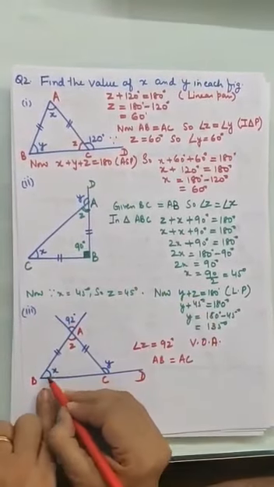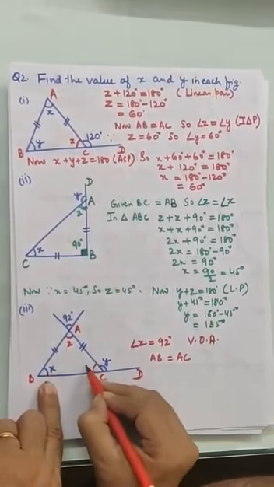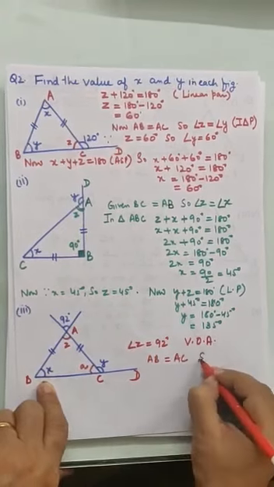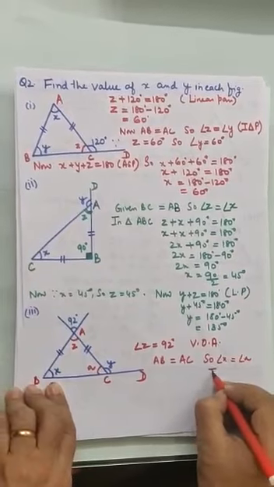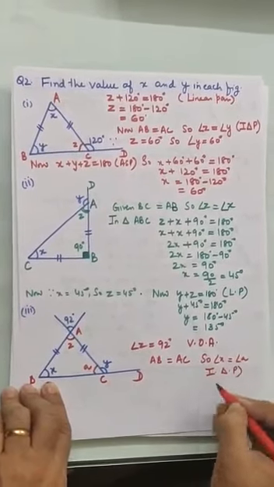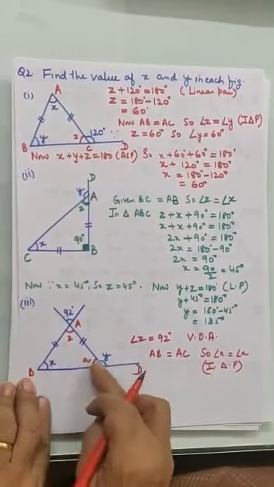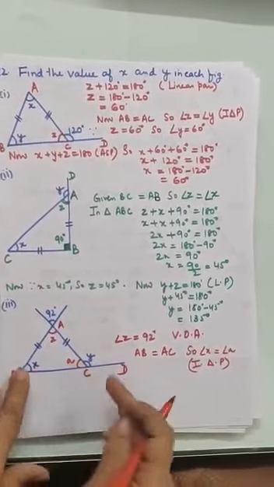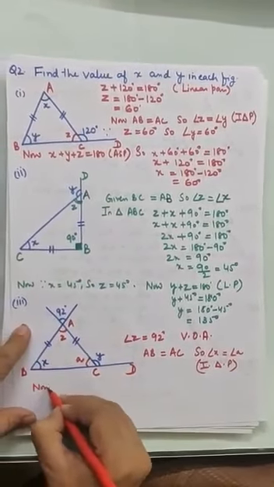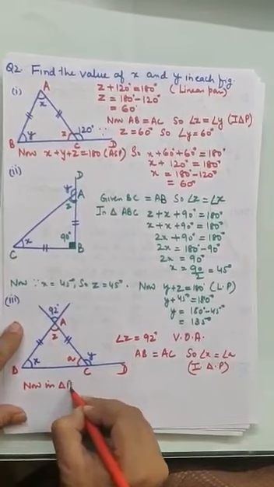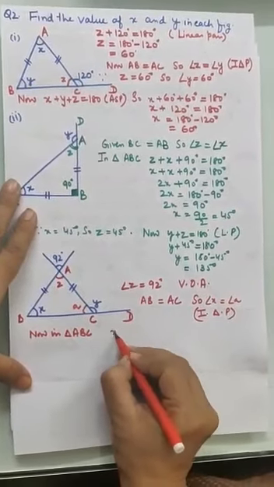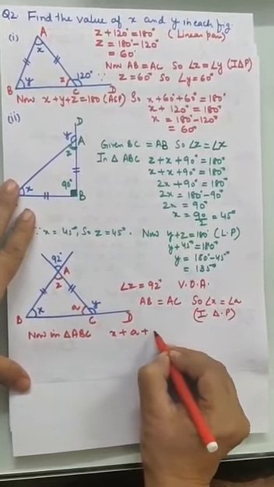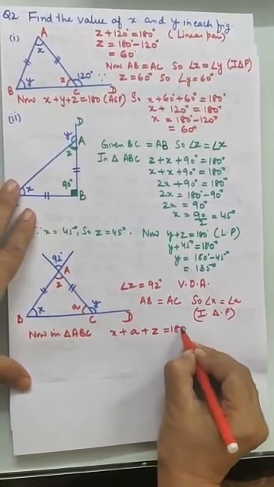So this angle X is equal to, say, this angle A. So angle X is equal to angle A. Property is isosceles triangle property. So both these angles we can take as X. So now in triangle ABC, angle X plus angle A plus angle Z is equal to 180 degree.